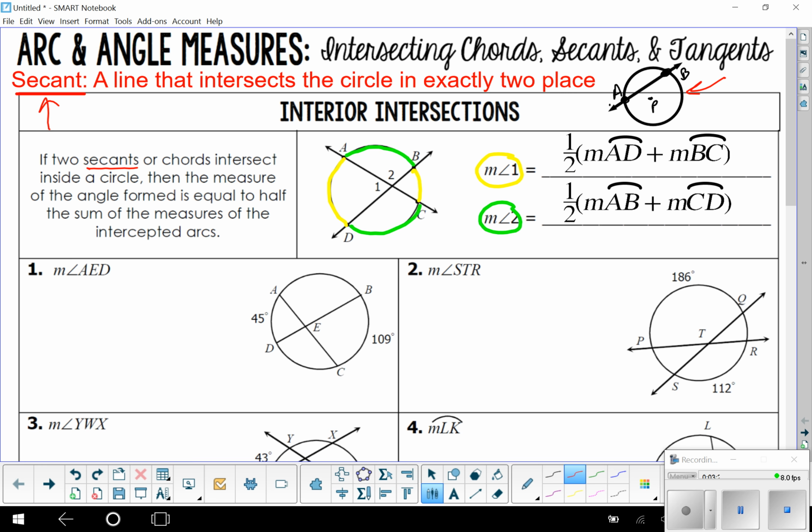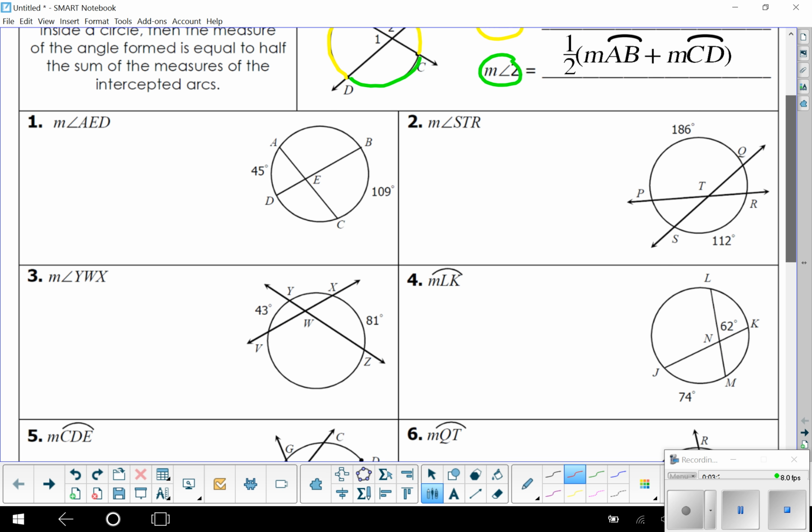So if we're looking at number 1, we're looking for the measure of angle AED. So we're looking at this angle right here. And it's a good habit to look at the arcs and say, okay, I want to do the bigger arc first, then the smaller arc. Why? Because when we get into the next couple sections, we're always going to want to do the bigger than the smaller.